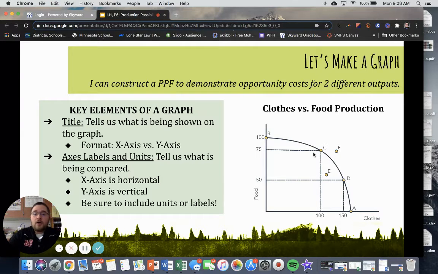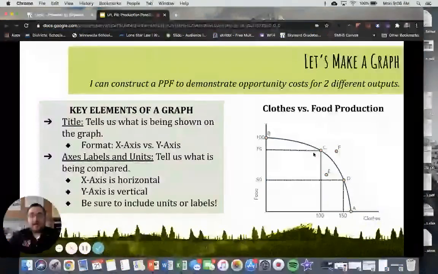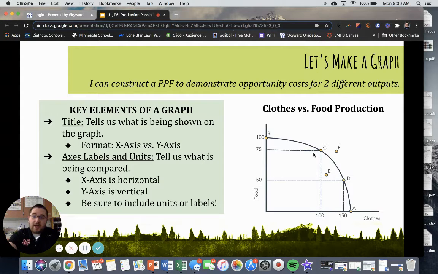Okay, just to review, since I know some of us are at different levels of math in this class, what are the key elements of a graph? Well, first, we have to have a title. The title always tells us what's being shown on the graph. So a nice little format that I like to use is x-axis versus y-axis, especially for econ class. We're not really going to be using any graphs that show change over time or anything. It's just going to be plotting two different things at a specific moment in time. So clothes versus food production works for the graph to the right.